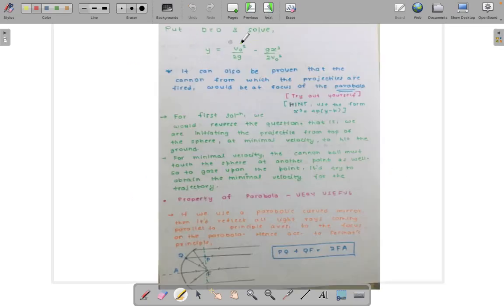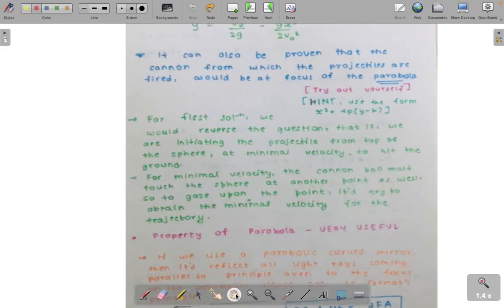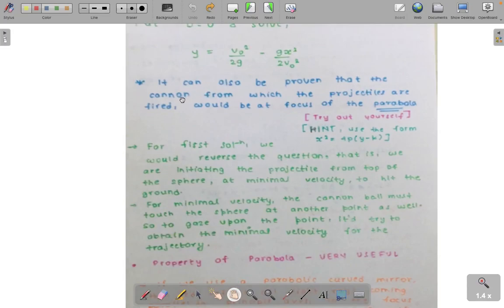So we can put d is equal to 0 and solve to get the equation for the safety parabola, which is y is equal to some constant minus k, which is g by 2 v naught square into x square. So proceeding further, it can also be proven that the cannon, from which all the projectiles are fired, would be at the focus of this parabola.